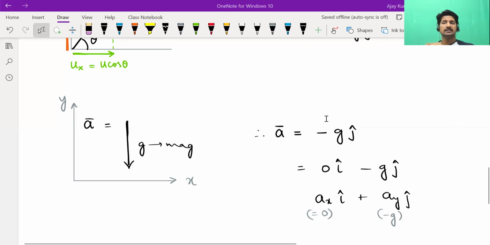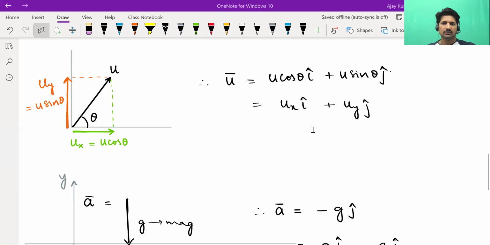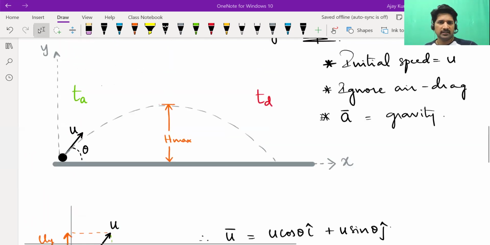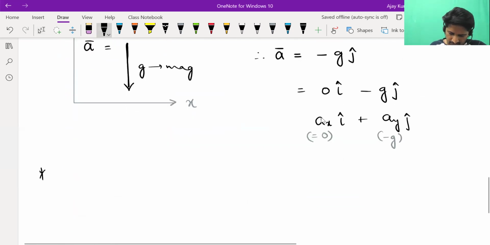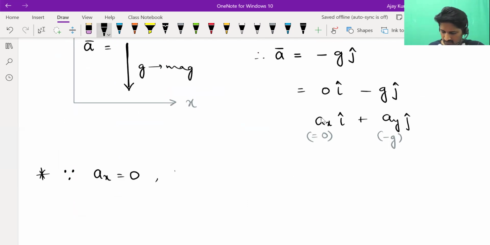If there is no acceleration in the x direction, the velocity in the x direction will not be disturbed because acceleration changes velocity, either magnitude or direction or both. But if acceleration is not there, velocity will not change. So that's the first thing you need to remember about 2D motion under gravity, motion in a plane under gravity. So we can write it here. Since acceleration in the x direction is 0, velocity in the x direction does not change.